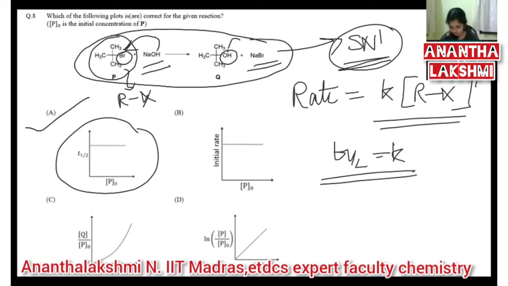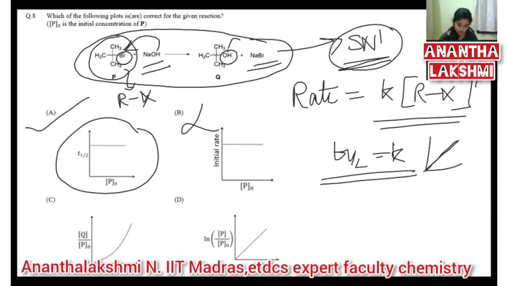Now, why is the initial rate not changing with initial concentration? No, because initial rate is K into P naught, right? It should vary with P naught, so this is wrong. It should have been a linear graph instead of this. That is wrong.